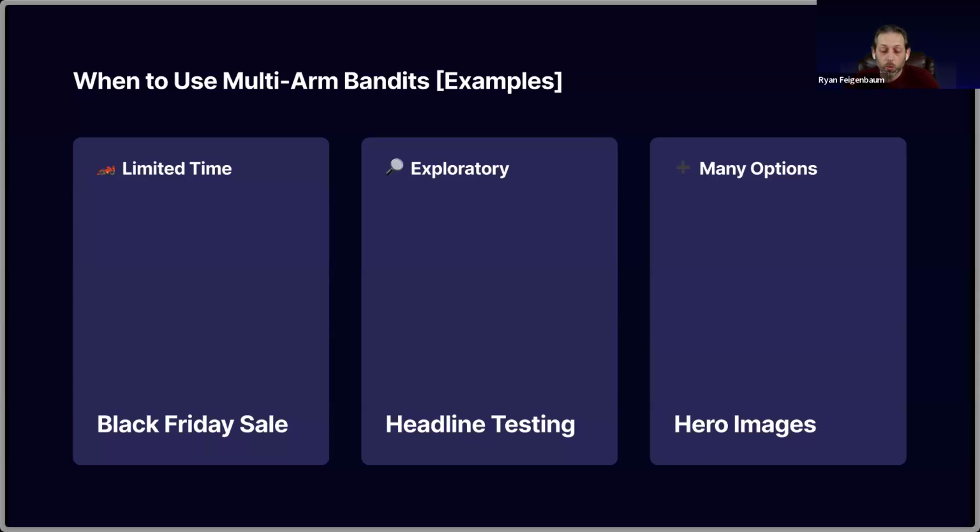Another one here is when you just have a lot of different options that you want to test. So you could think about a hero image on a SaaS website or on an e-commerce website. Again, those are really good options. One famous example here that you can look up, which is pretty interesting, is Google's Shade of Blue example where they wanted to test, I think, 41 different shades of blue.